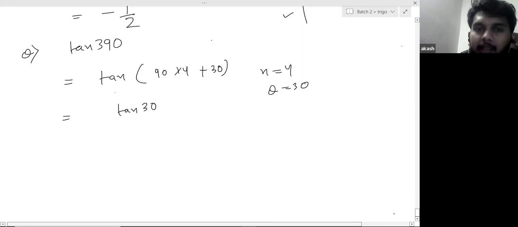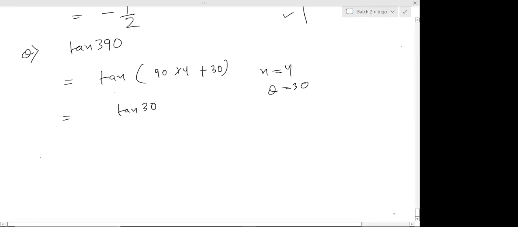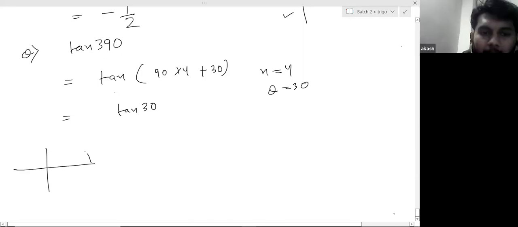Now 390 lies in which quadrant? In which quadrant does 390 lie? First quadrant, absolutely right. See Peer, if you take one circle, you cover 360 degrees. Now, if the angle is more than 360 degrees, then you have to go forward. How much? 30 degrees. So this will be 390.